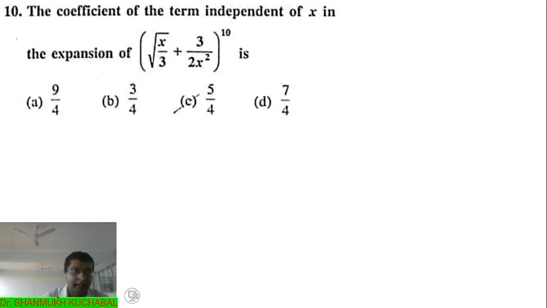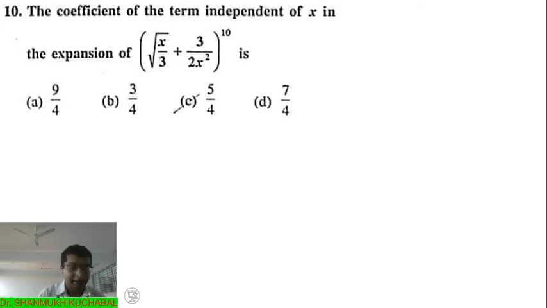Option B is a right answer. We will move to the next example. It is given that the coefficient of the term independent of x in the expansion of the square root of x by 3 plus 3 by 2x square, raised to 10, is.